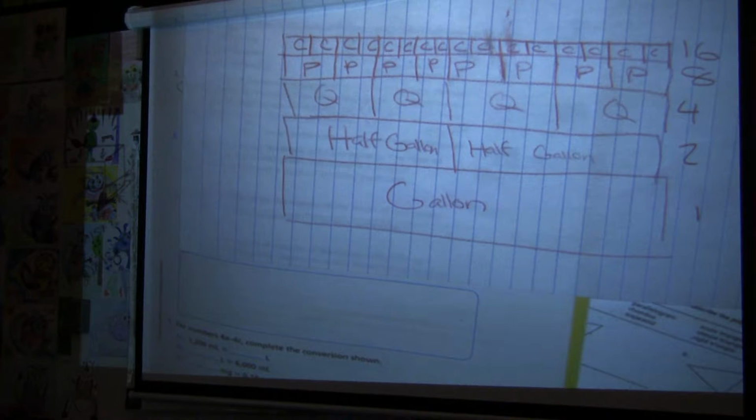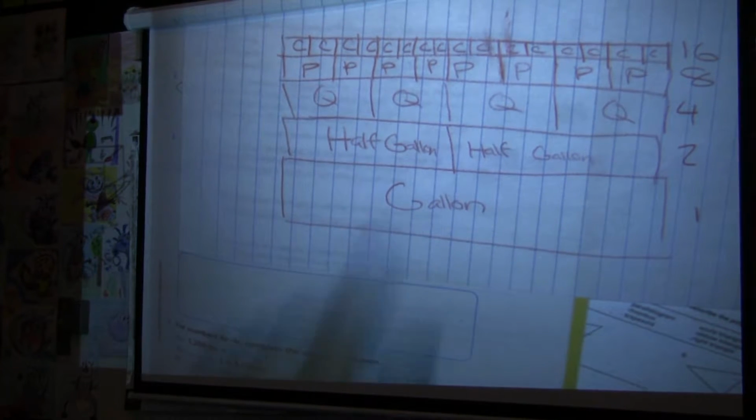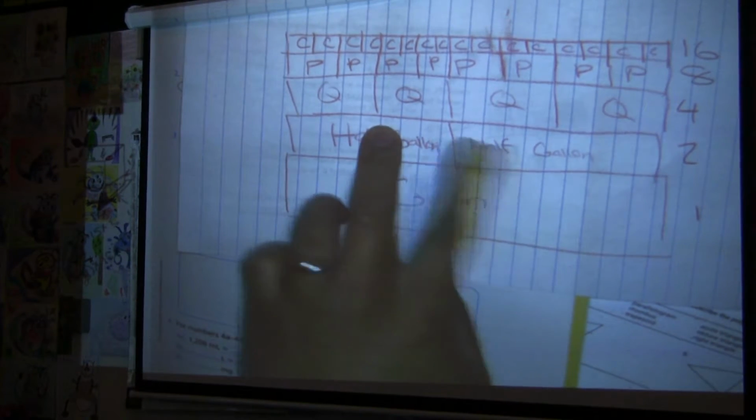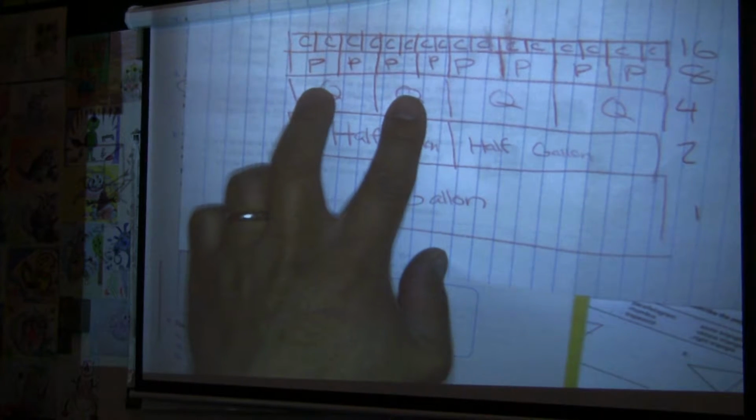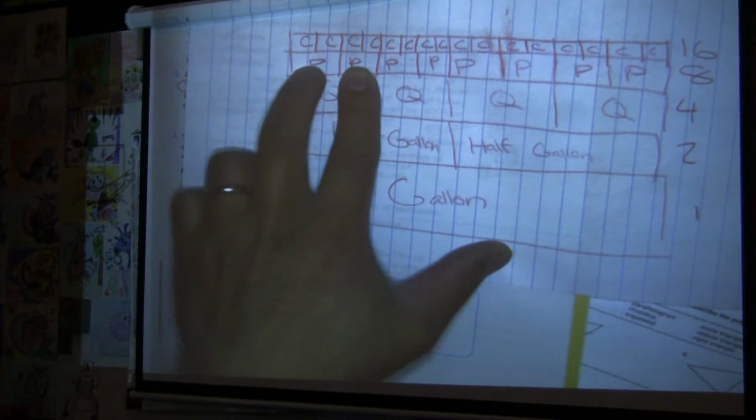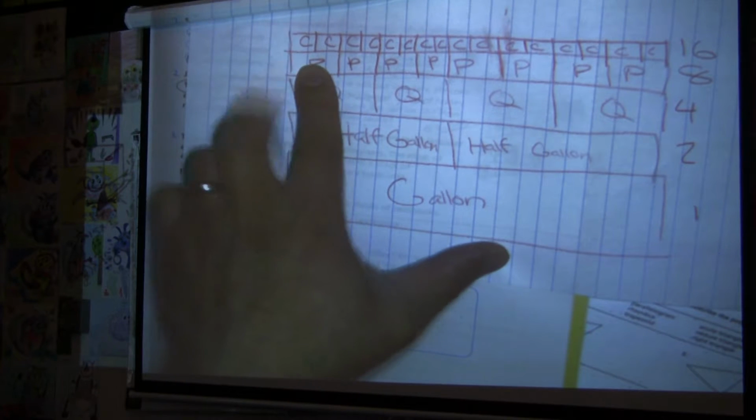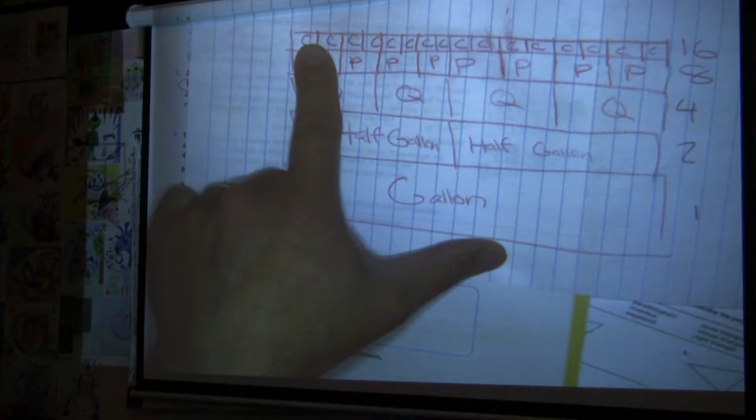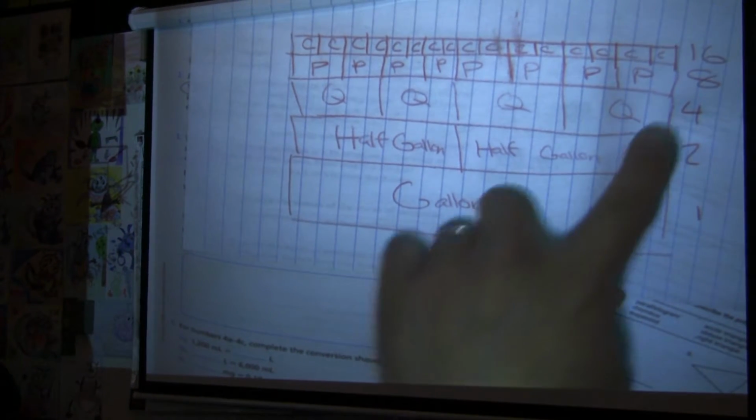Oh, this is what I was looking for. Something like this. Okay, you could do gallon, half gallon. A half gallon is 2 quarts. Quarts yields 2 pints, and each pint is 2 cups. So this is a nice little thing. It goes 1 to 2 to 4 to 8 to 16.